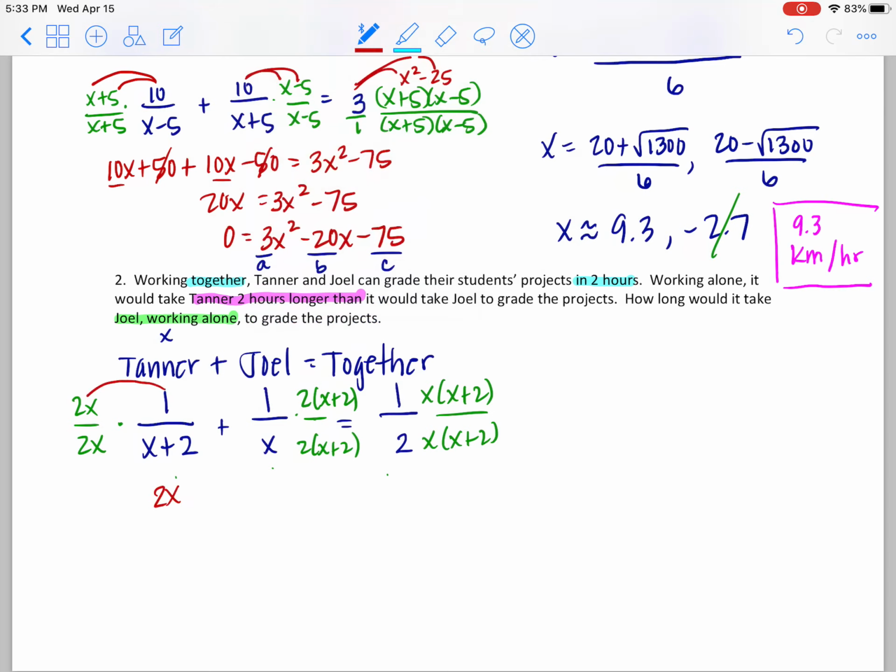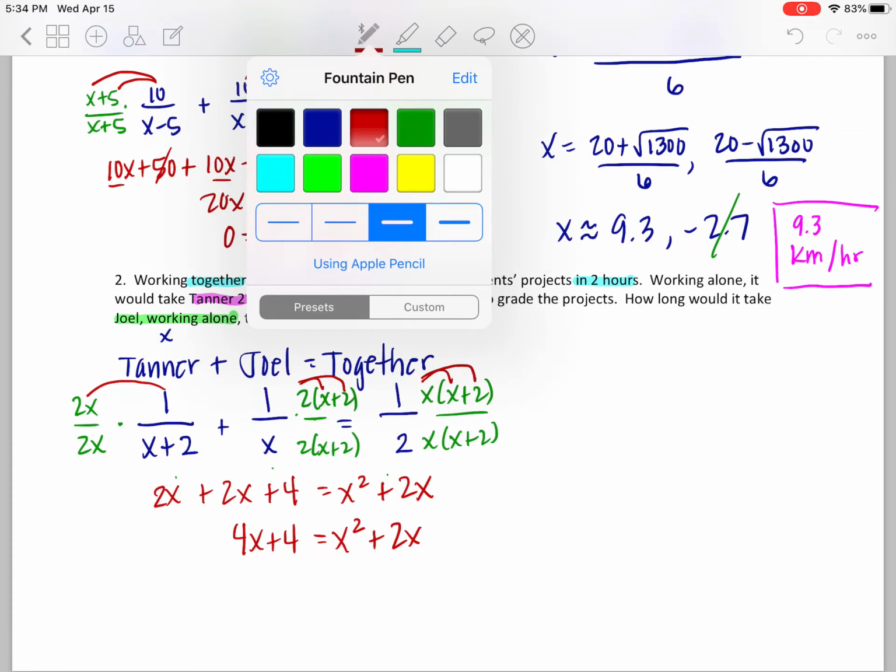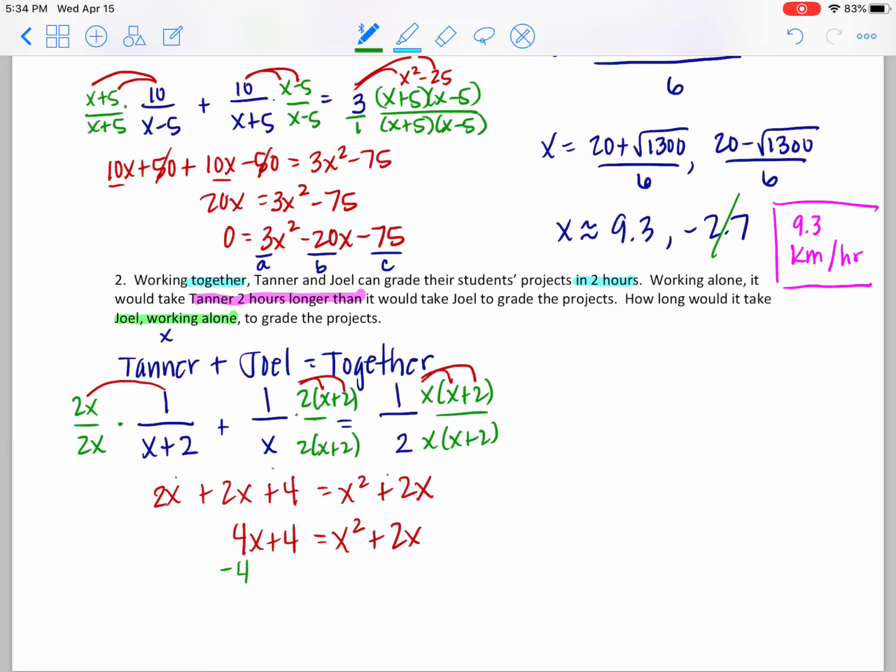Once those denominators match, we can focus on our numerators. So this numerator, 1 times 2x, is 2x. Here, 1 times 2 is still going to be 2, times x is going to be 2x, times 2 is going to be 4, and then 1 times x is x, times x is x squared, and times 2 is 2x. And now if we clean this up, we've got 4x plus 4 on this side, and still an x squared plus 2x on this side.